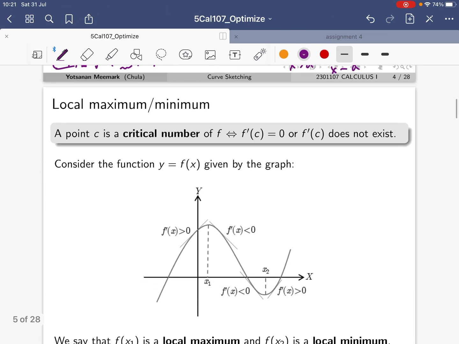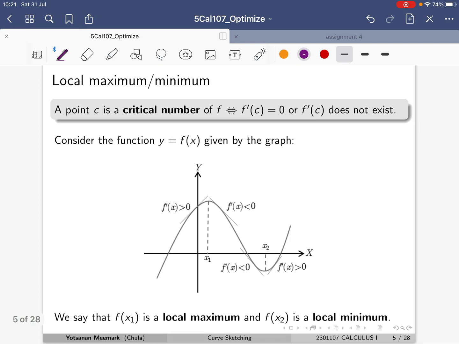So now we are going to say that the points where f prime equals 0 or f prime does not exist, we have two kinds. The first kind is where f prime equals 0. The second kind is where f prime does not exist. Those x values are called the critical numbers of a function.